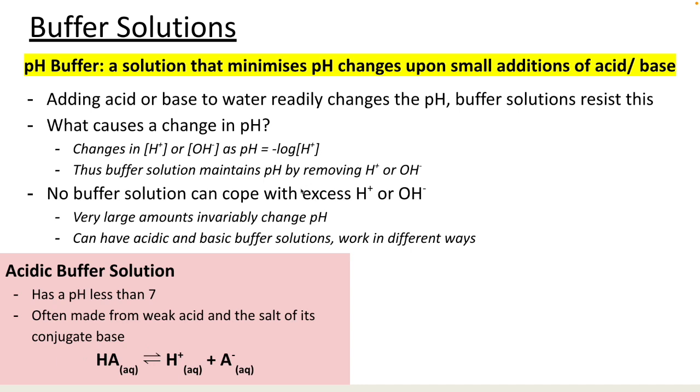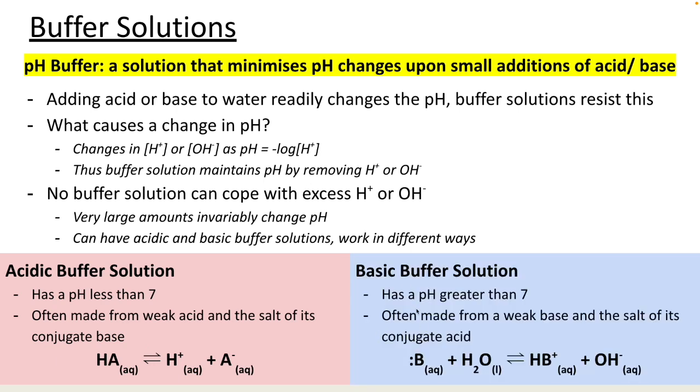Whereas the basic buffer solutions, on the other hand, are going to be working within that basic region of the pH scale. So we're going to have a pH greater than 7, often made from a weak base. So I've got B for base there, able to accept a proton. It might be a neutral base, might be an ionic base with a negative charge. I've just shown the lone pair of electrons there. That's able to accept a proton from the salt of its conjugate acid.